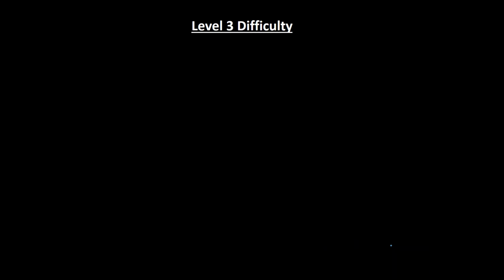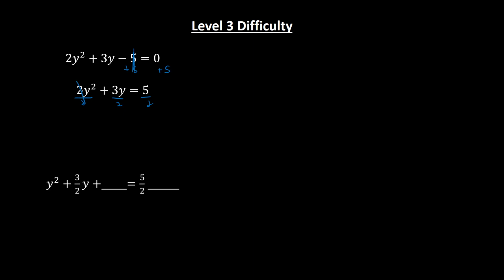Level 3 difficulty is only level 3 because it has more not so friendly fractions. So here is level 3, where same concept, I need to get rid of this 2 in the front. And I first need to get the constant term to the right side. So I can add 5 to both sides. And I'm going to get 2y squared plus 3y equals 5. We need to get rid of the 2 in the front of the y squared term by dividing everything by 2. So now we have y squared plus 3 over 2y equals 5 over 2.